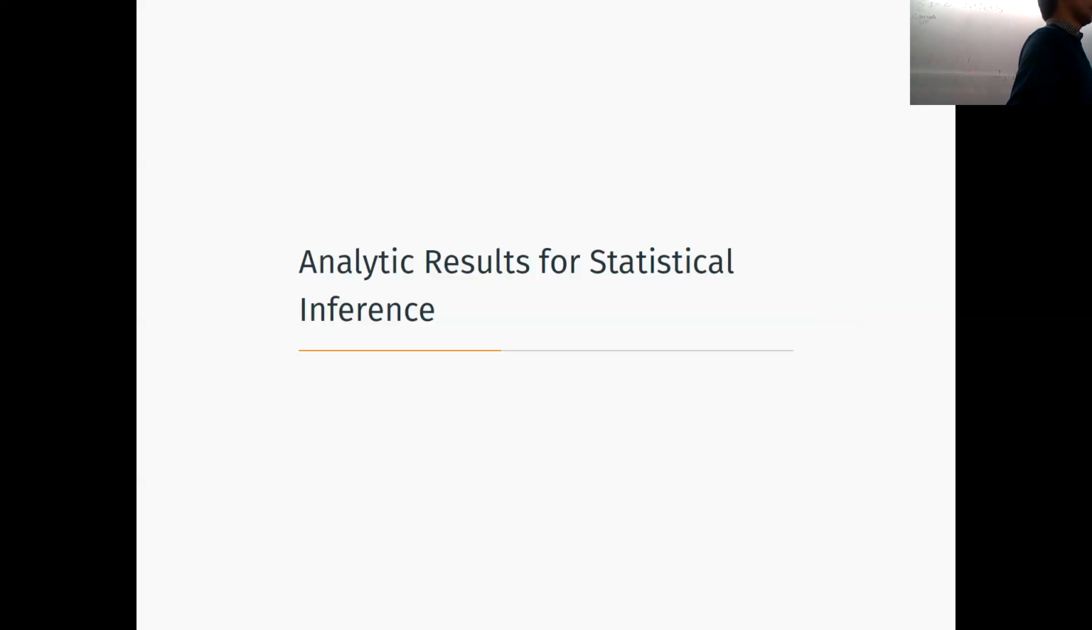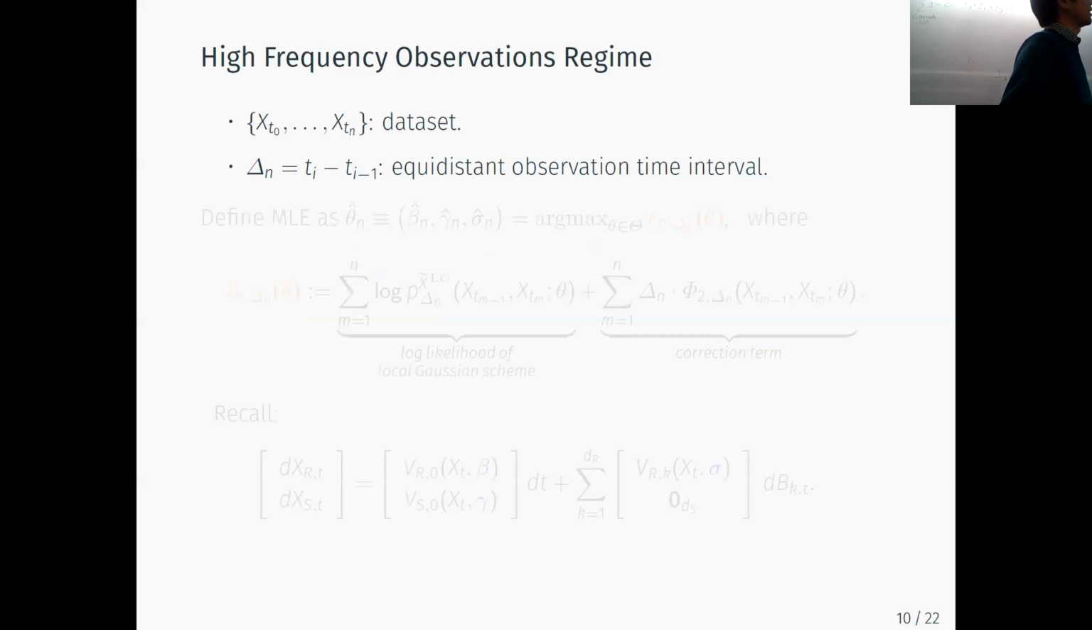So let's see the analytic results for the statistical inference. So far we have seen the two tools. The first one is the sampling scheme, and the second one is the transition density scheme. And we try to use these schemes in the context of statistical inference, and then see the benefits of using them.